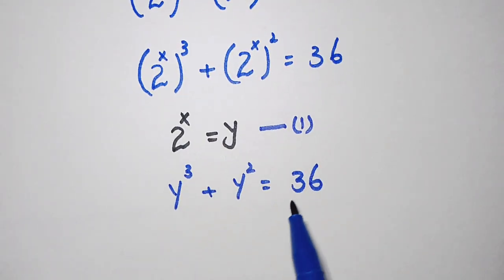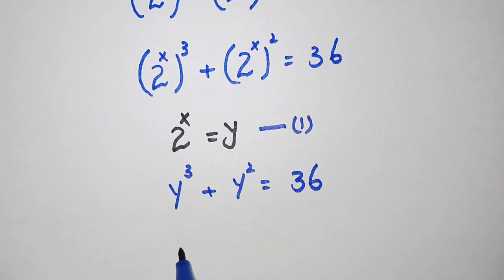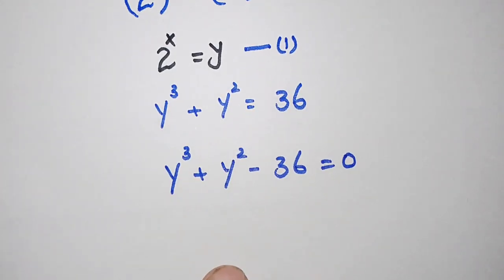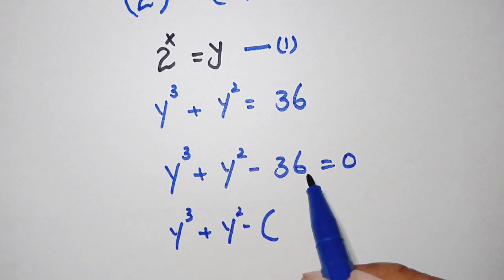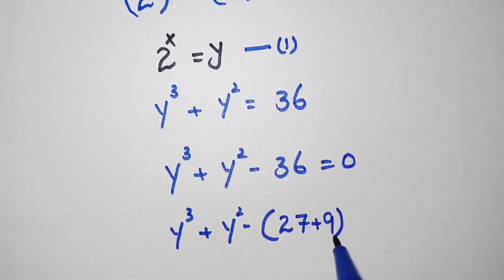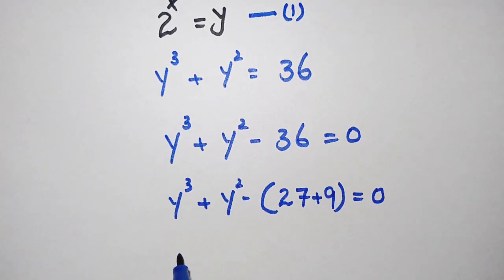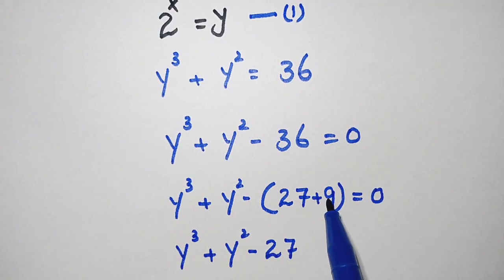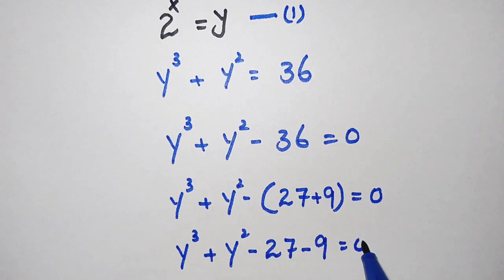Now in the next step, we have to move this 36 to the left side. So this will become y to the power of 3 plus y square minus 36 is equal to 0. Now in the next step, minus 36 can also be written as minus 27 minus 9, since 27 plus 9 is equal to 36. So y to the power of 3 plus y square minus 27 minus 9 is equal to 0.